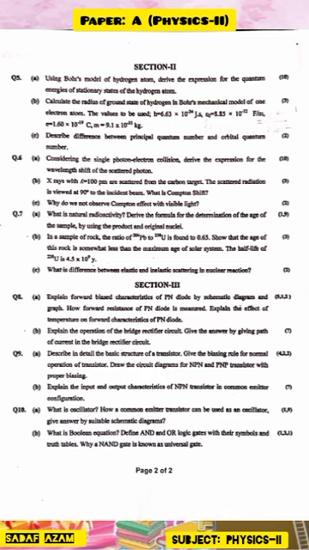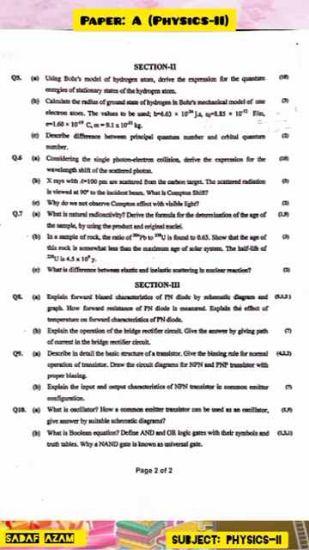Section 3. Question number 8A. Explain forward biased characteristics of p-n diode by schematic diagram and graph. How forward resistance of p-n diode is measured? Explain the effect of temperature on forward characteristics of p-n diode. B. Explain the operation of the bridge rectifier circuit. Give the answer by giving path of current in the bridge rectifier circuit.